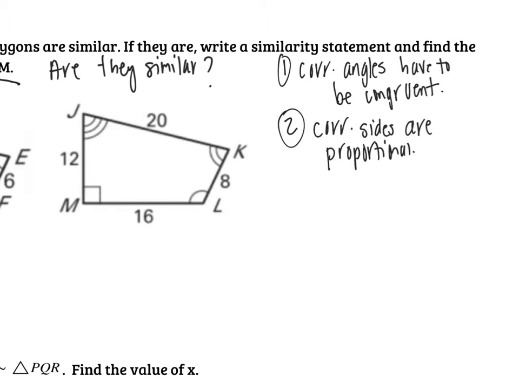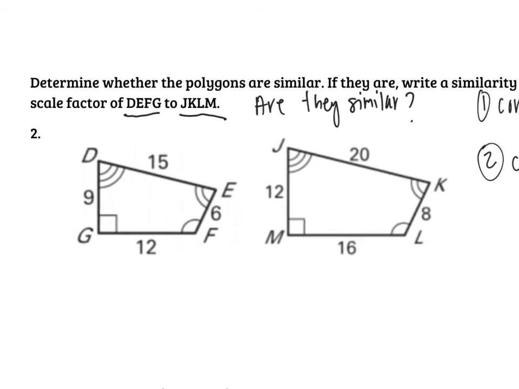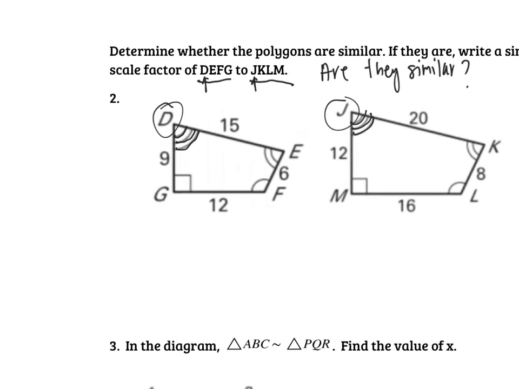In other words, when we get the fractions from our corresponding side lengths, those fractions should be equal to each other. Okay, so let's just check the angles first. That's always the easier one to check. So I know based on the names DEFG and JKLM, angle D is partners with angle J. So D and J are buddies. If you look, there are 3 little tick marks on D and 3 little tick marks on J. So D and J are good. Those are congruent. So I'm going to write that right under here.